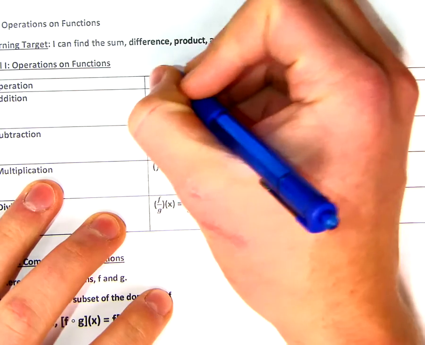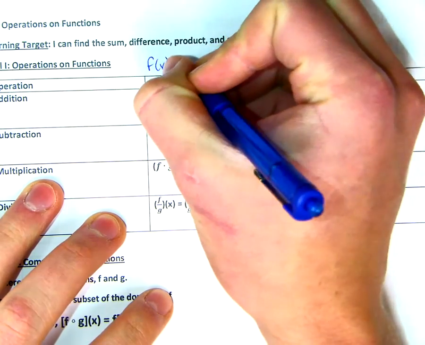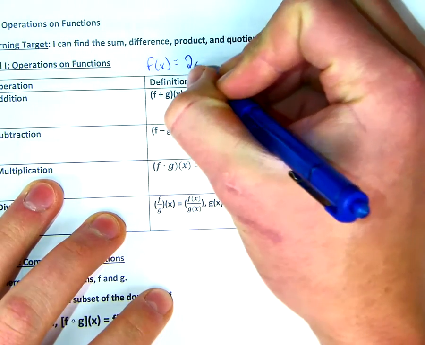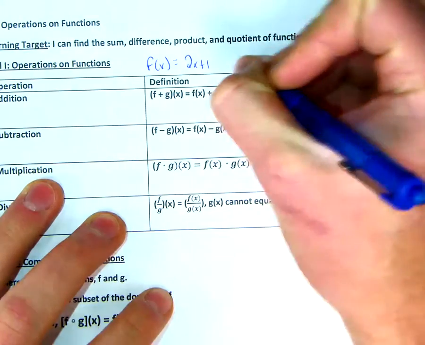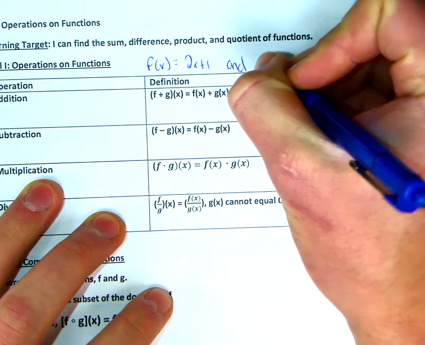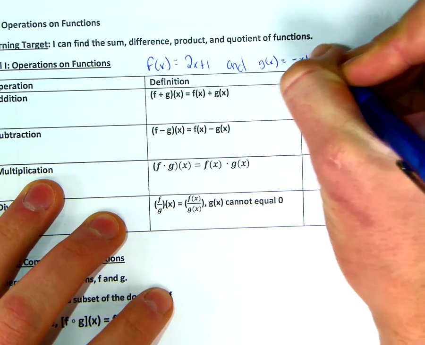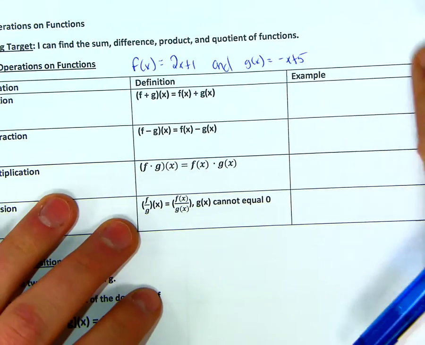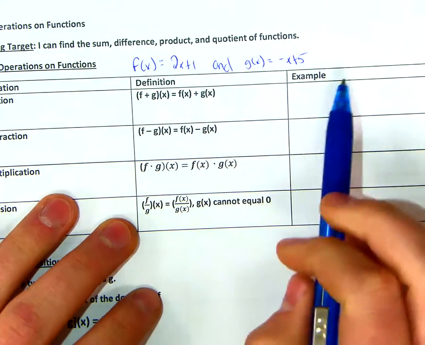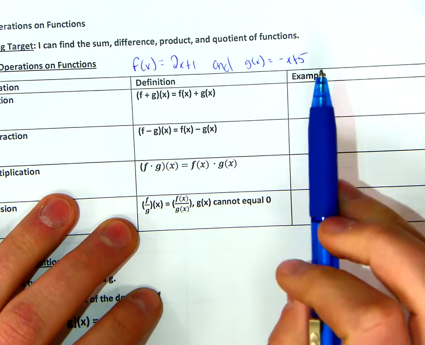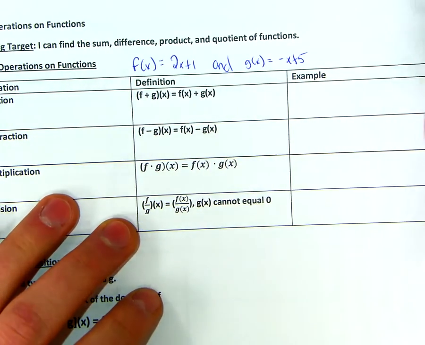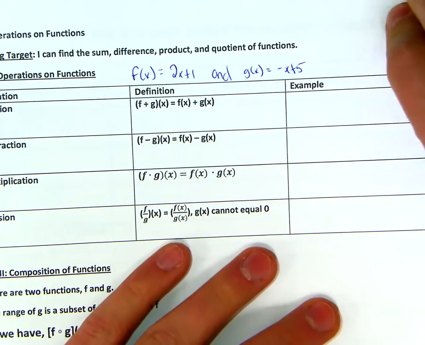So the example I'm going to give you: one of the polynomials, f of x, will be 2x plus 1, and g of x is negative x plus 5. The most common case is a two-term polynomial for these. Sometimes one might be three-term, or one-term, but all the processes are the same.